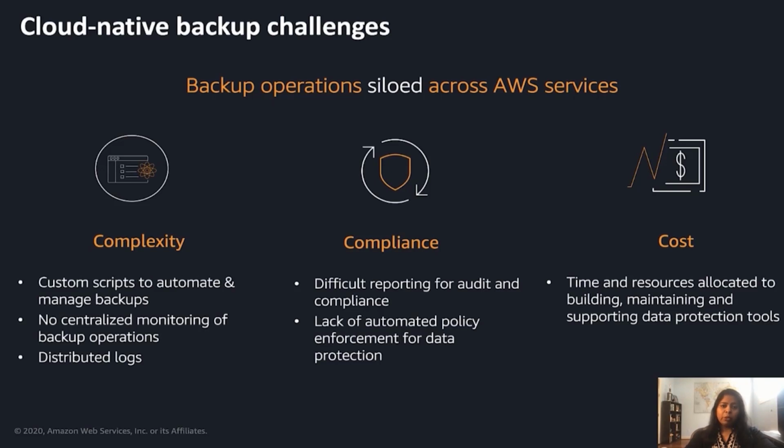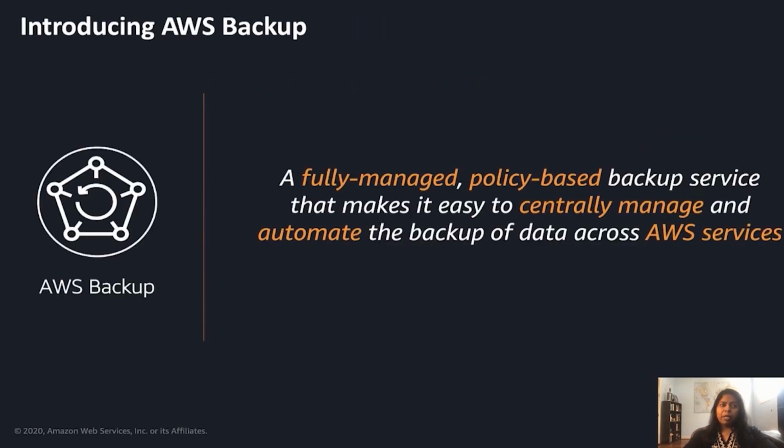To solve all of the above, we introduced AWS Backup. AWS Backup is a fully managed backup service that makes it easy to centrally manage and automate the backup of data across AWS services. Using AWS Backup, you can centrally configure backup policies and monitor backup activity for AWS resources such as Amazon EBS volumes, Amazon EC2 instances, Amazon DynamoDB tables, Amazon RDS databases, Amazon EFS file systems, and AWS Storage Gateway volumes. AWS Backup automates and consolidates backup tasks which were previously performed service by service, removing the need to create custom scripts and manual processes.